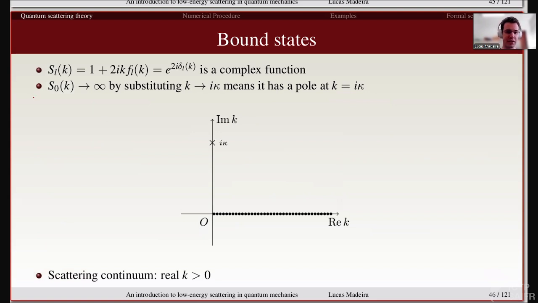So if this S here is going to be an imaginary function and it's divergent, that means it has a pole at k equals i kappa. So what I'm doing is I'm looking at this S matrix element and I'm saying, okay, if k is real, I have scattering. So this is going on this real axis here. So for k greater than 0, I just have my scattering solution. However, if I go to this imaginary point here, i kappa, I have a pole because my scattering matrix element is divergent to infinity. Okay.